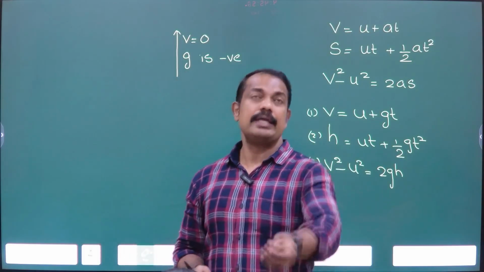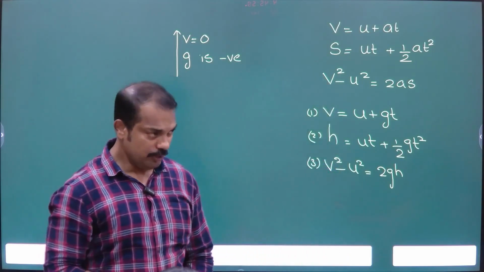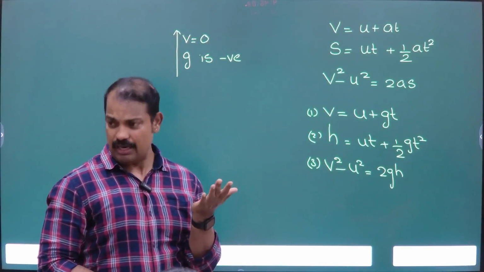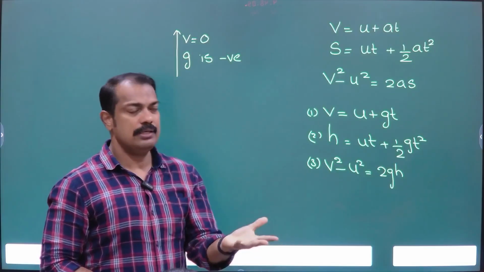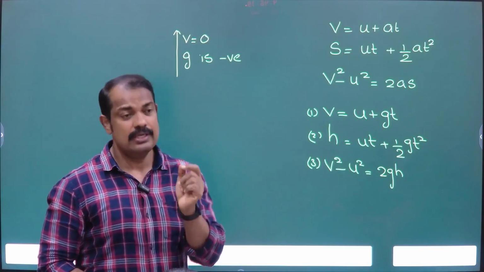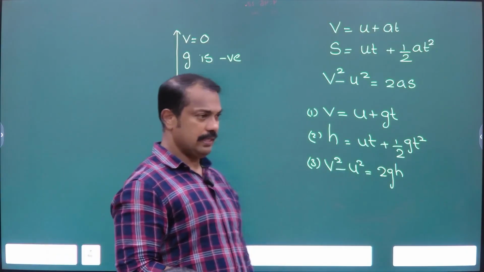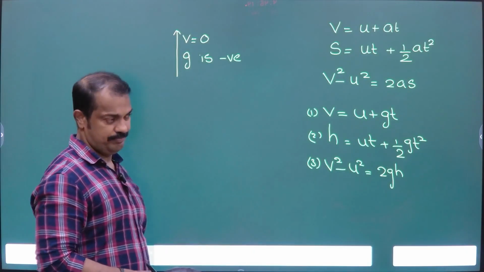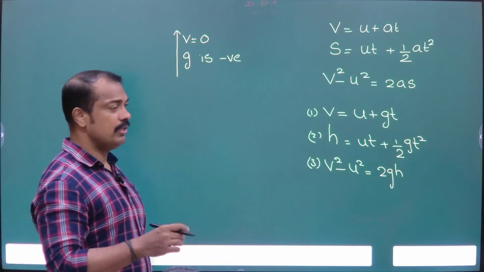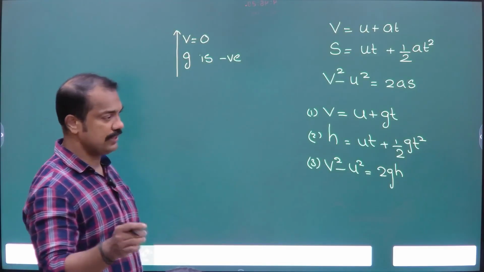In the case of upward motion, if an object is moving upward, इसका मतलब क्या? Against the gravity. What is the direction of the gravity? Downward. But the object is moving upward, so against the gravity, so G is negative. Means G equal to minus 9.8 meter per second square, or G equal to minus 10 meter per second square.